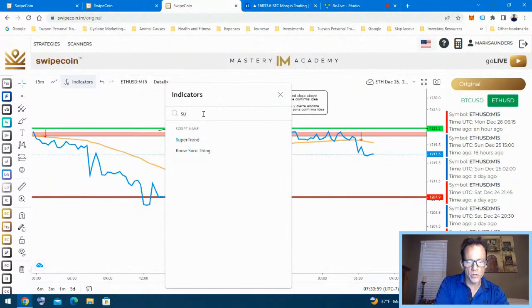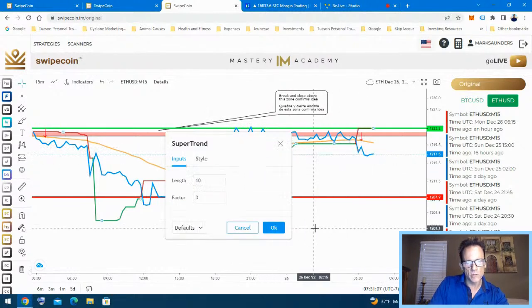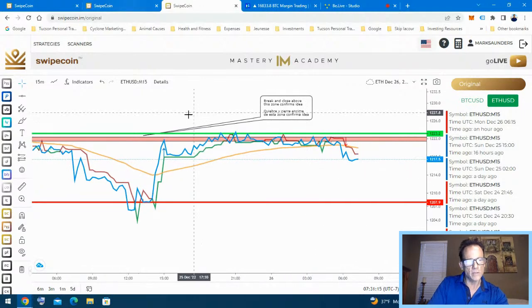Just going to add the super trend indicator. And basically, when I'm scalp trading, I'm trading off the zones. I'm just looking for different zones. And after a while, you start to pick them up. After you see them enough, you start to pick them up, and you can trade the zones.